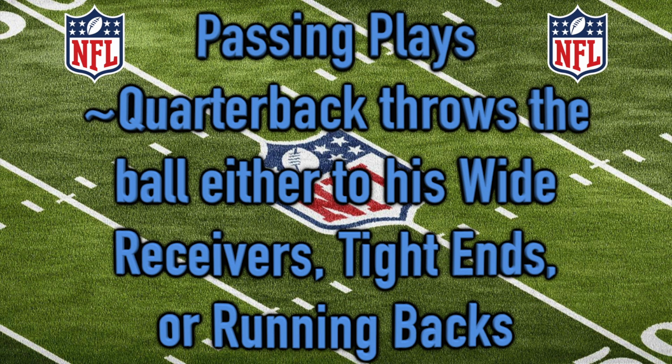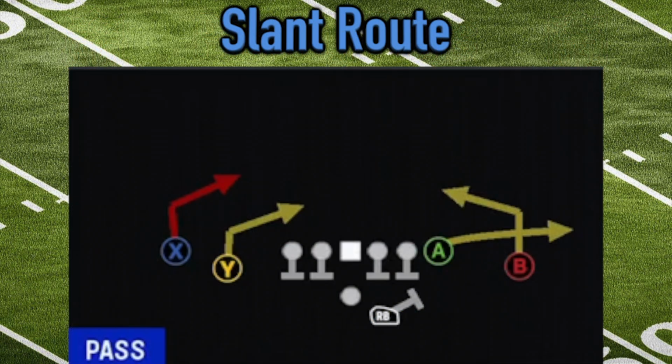Now let's talk about passing plays. This is where the quarterback drops back and throws the ball either to his wide receivers, tight ends, or running backs. There's a wide range of routes that receivers run on pass plays, one of which is the slant route. Generally on slant routes, the receiver will take 2 or 3 steps forward, plant their outside foot, and then drive into the middle of the field at a 45-degree angle to create separation.